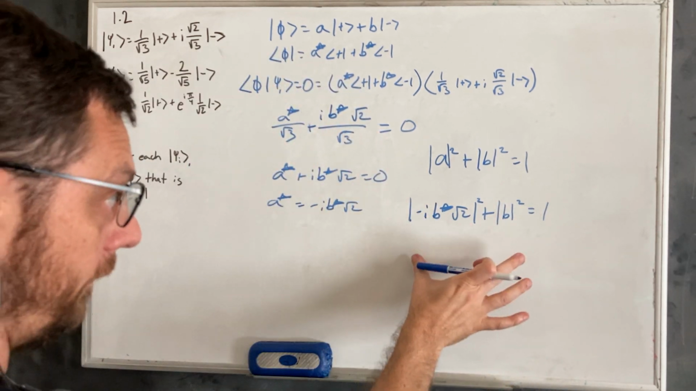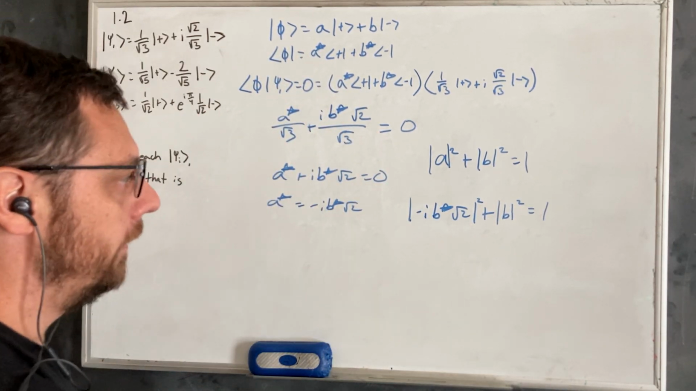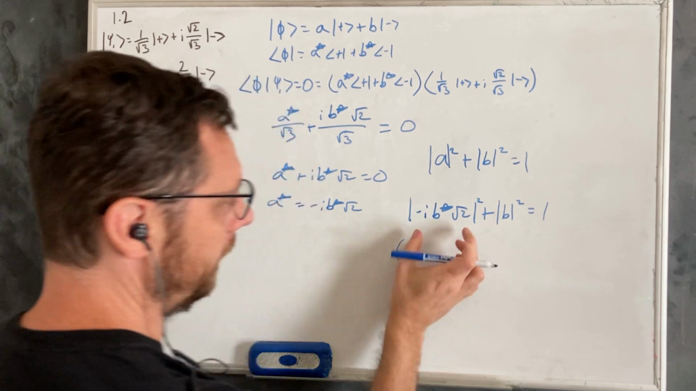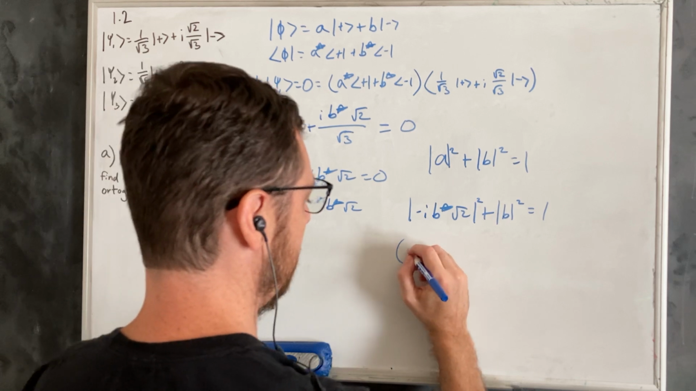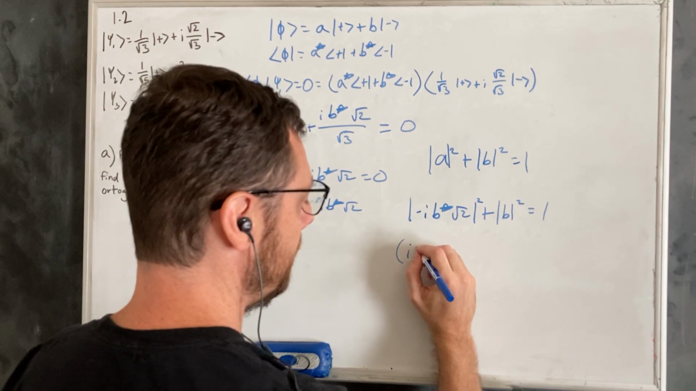Okay, so now we're down to just one variable. Now we can solve for b. So in order to square this, it would be the magnitude, so the negative would drop off. It doesn't matter anyways, it would end up getting gotten rid of.